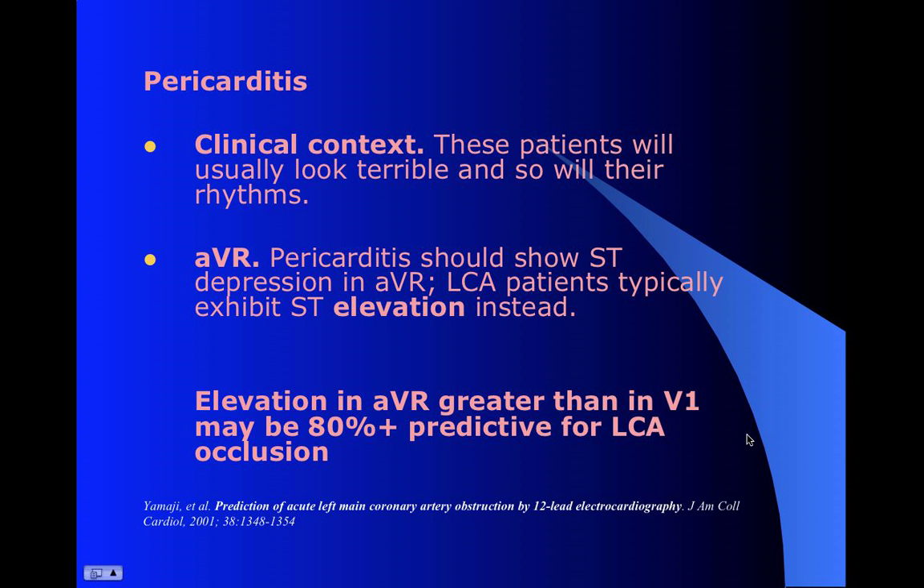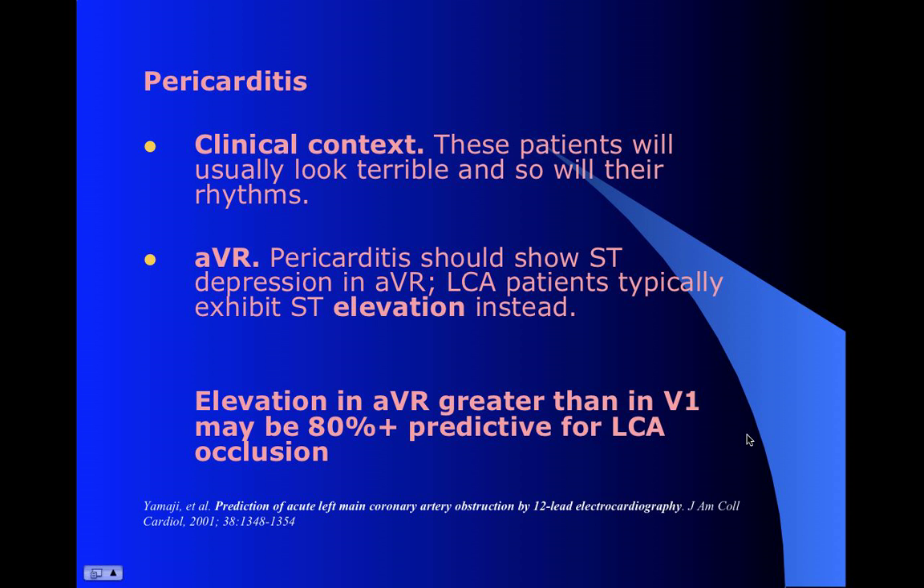And on the EKG, the tip here is AVR, the forgotten lead. These patients with LCA occlusions or the widespread three-vessel disease, they will often have some ST elevation in AVR. Remember, in pericarditis, there should be depression in AVR. If you see ST elevation in lead AVR with widespread changes otherwise in a poor clinical context, you should really start thinking about maybe a left main occlusion.